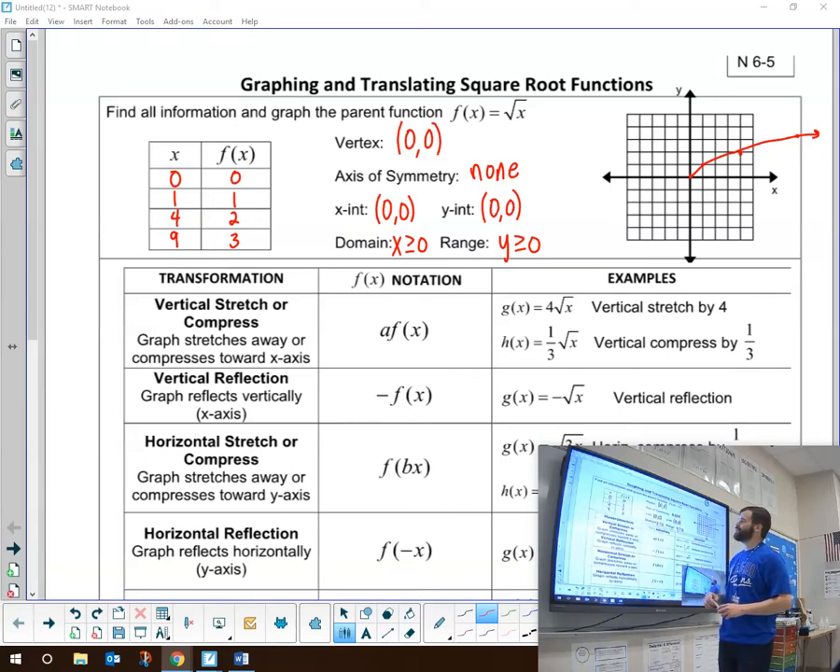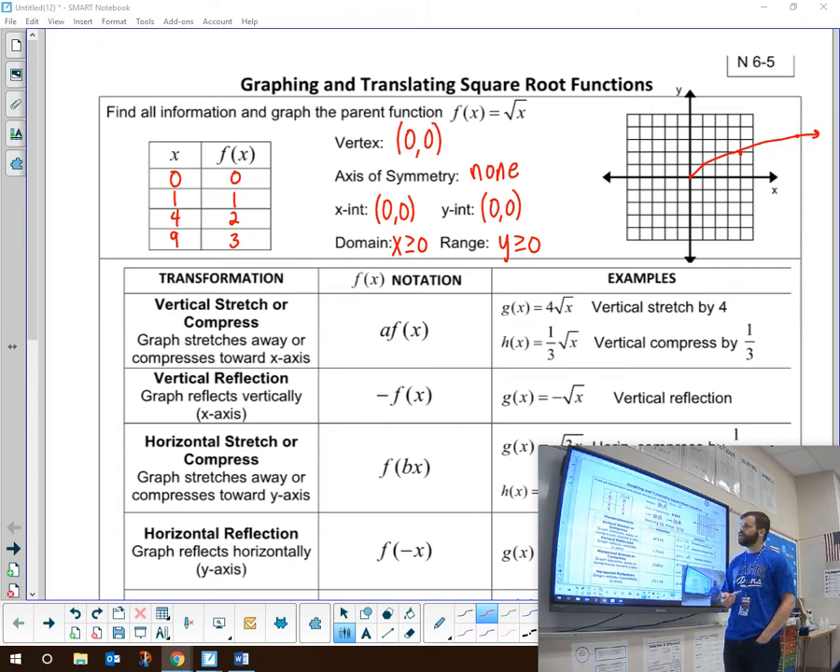Hey guys, today we are talking about graphing and translating square root functions. Now, a square root function is different than other functions we've seen because it is really only one-sided. Whenever we talk about a square root, we can see what our graph looks like here. It just starts in the center at its vertex and it just goes off one way.